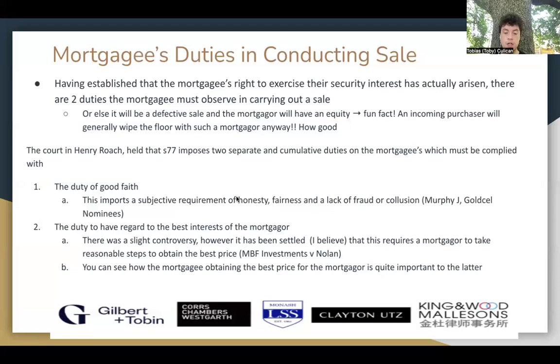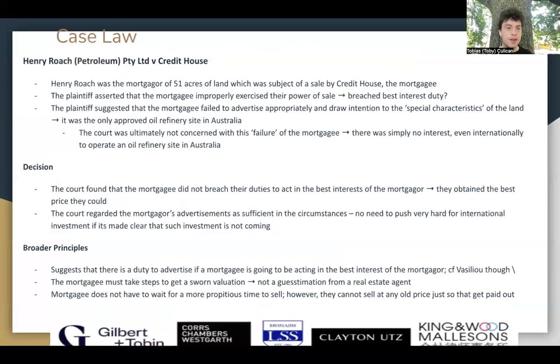You can see how the mortgagee obtaining the best price is quite important to the mortgagor. Why? Well, they get the residue. So if there's a $500,000 mortgage over a $1 million property, if it sells for $1 million, the bank gets 500 and the mortgagor gets to keep the other 500. It's a great investment, just halving your money. Awesome. Very important case law to this particular part of the unit.